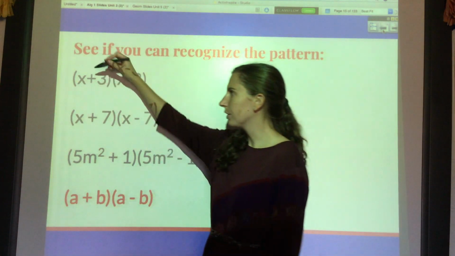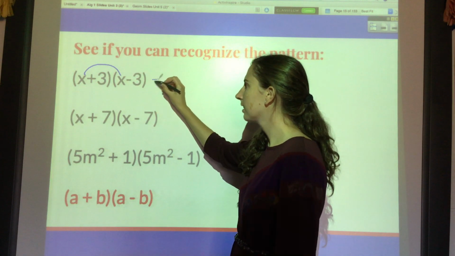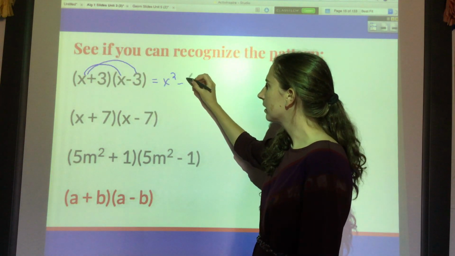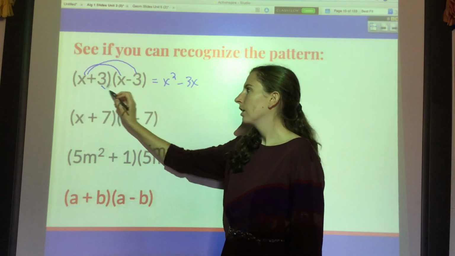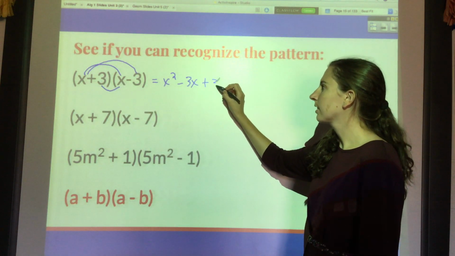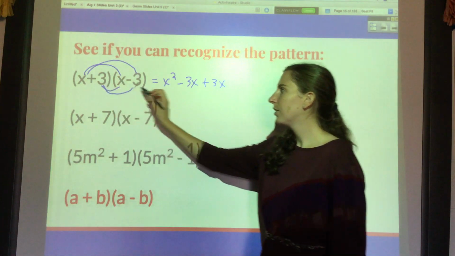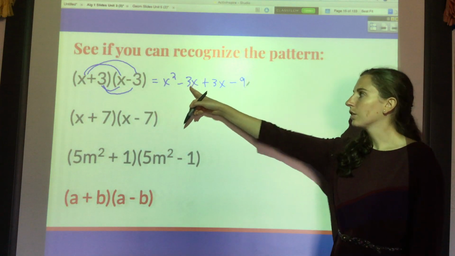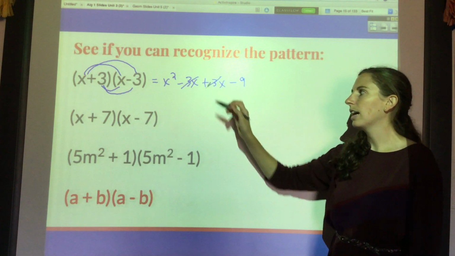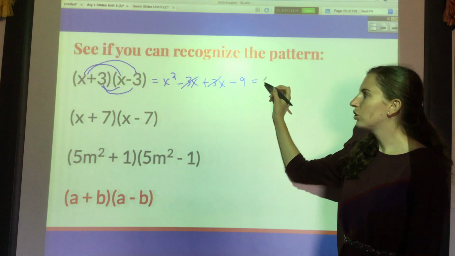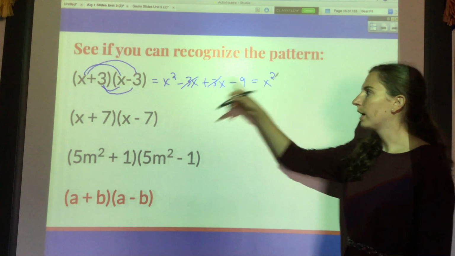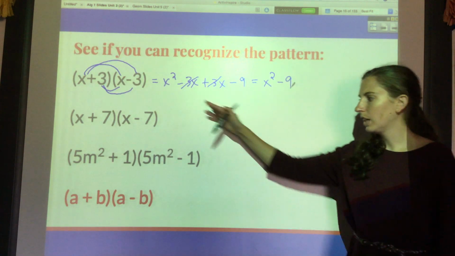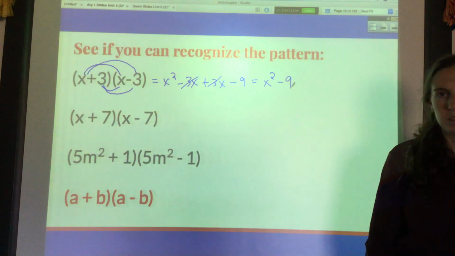For example, I'll do the first one for you. X times x is x squared. X times negative 3 is negative 3x. 3 times x is positive 3x. And 3 times negative 3 is negative 9. Notice, negative 3x and positive 3x cancel each other out completely, leaving just x squared minus 9. Go ahead and finish the rest and see if you notice a pattern.